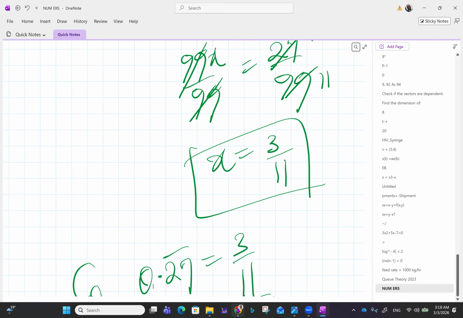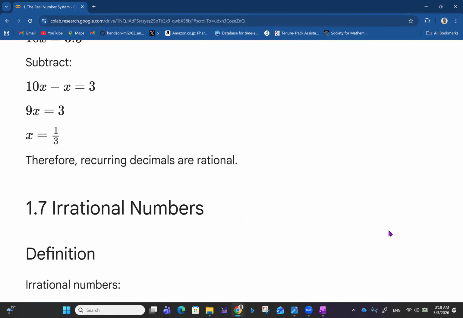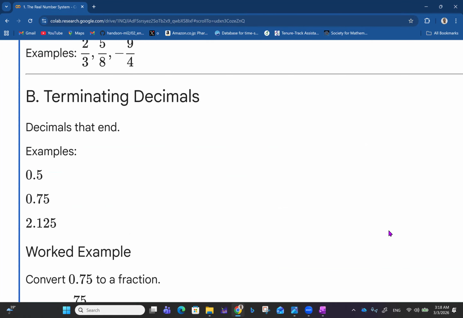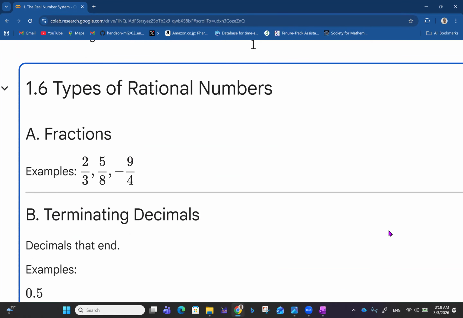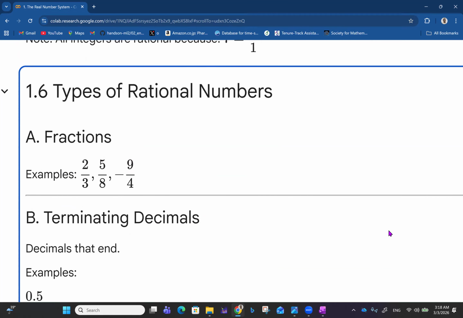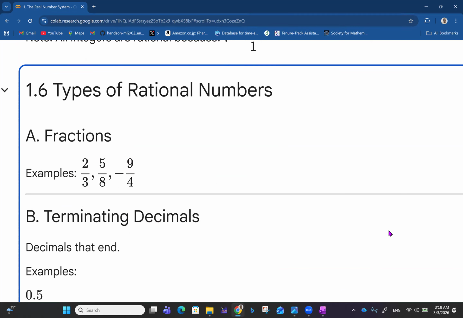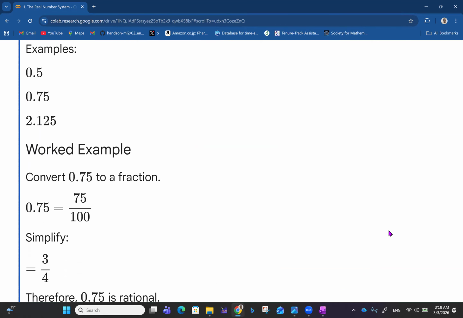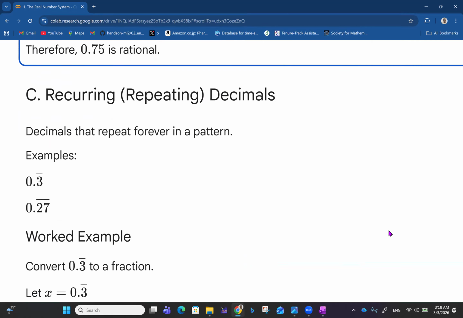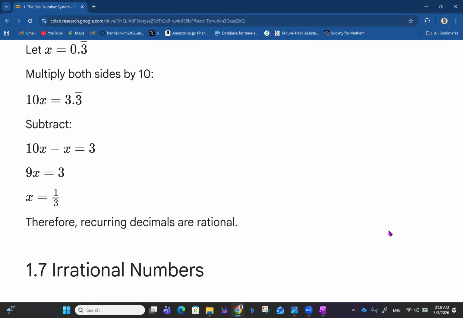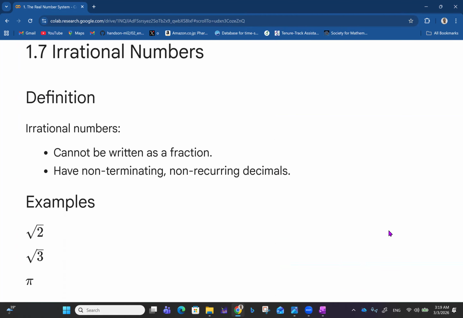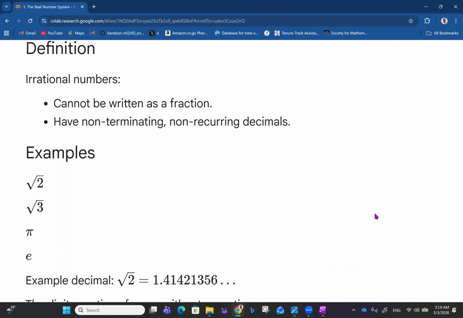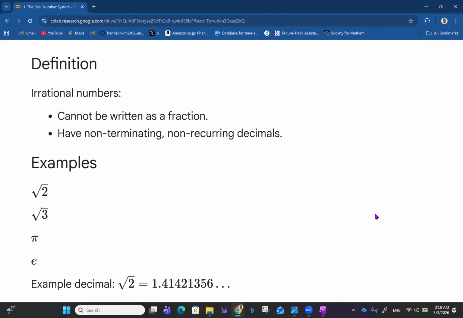So we move on to the idea of irrational numbers. First of all, you can write fractions. Fractions are already rational numbers, as you can see: 2 over 3, 5 over 8. Then you can write terminating decimals like 0.5, 0.75, 2.125 as rational numbers. And then recurring or repeating decimals can also be written like that. So all of these still qualify to be rational numbers because you can write them as the ratio of two integers.